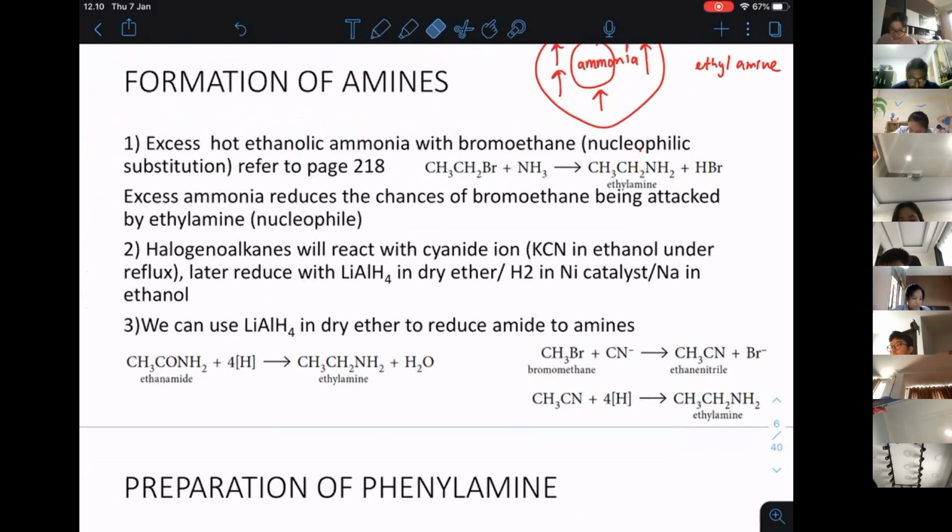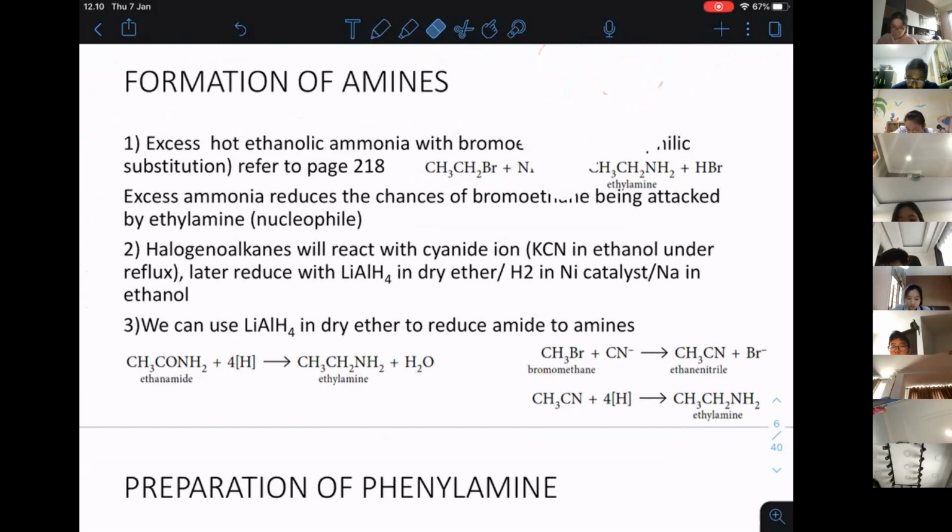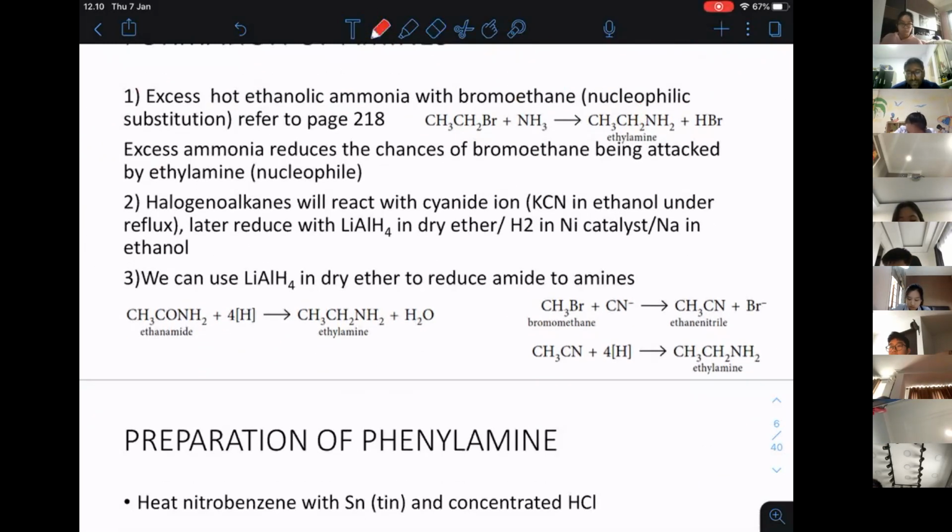Next, if you are using halogenated alkanes, again the same chapter, there is one reaction where we can actually add the number of carbon. That reaction is known as reaction with cyanide ion. KCN in ethanol, and then we reflux them. Basically we normally use this reaction with KCN to increase the number of carbon. For example, if you have CH3Br and I want one more carbon to enter, by reacting this with CN you can get ethane nitrile. So you already have another carbon over there.